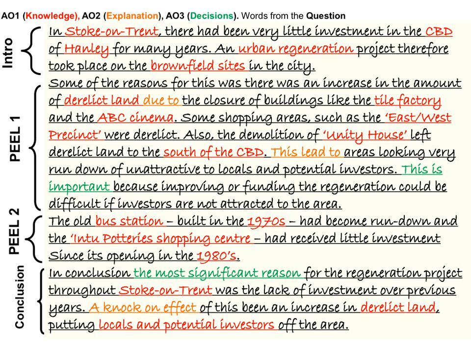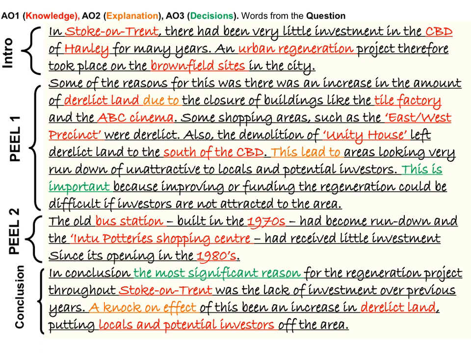Here's a sample answer. So it's got AO1, AO2, AO3. AO1 is in red, AO2 is in orange, AO3 is in green. Down the left hand side you've got the introduction, PEEL 1, your explanation, you've got PEEL 2 and also your conclusion. So in Stoke-on-Trent there had been very little investment in the CBD of Hanley for many years. An urban regeneration project therefore took place on the brownfield sites in this city.